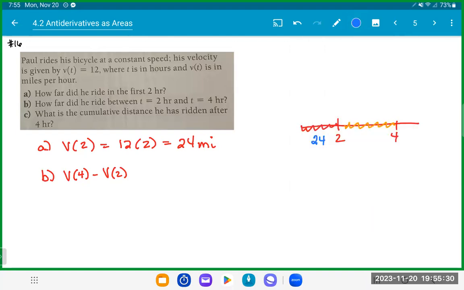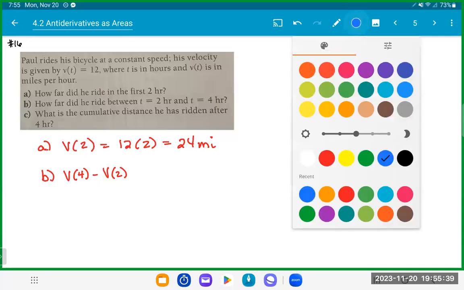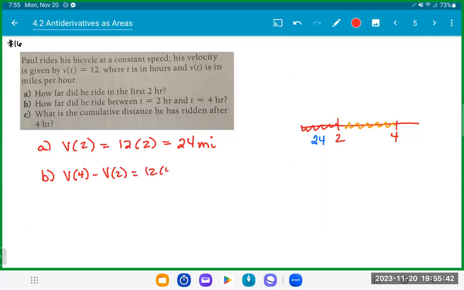So we would have to say, okay, V of t, this would then be 12 times 4 minus 12 times 2. So that's going to give me 48 minus 24. So that is 24 miles again. Okay, so he's ridden his bike 24 miles again. So in that second half, between the second hour and the fourth hour, he rode another 24 miles.